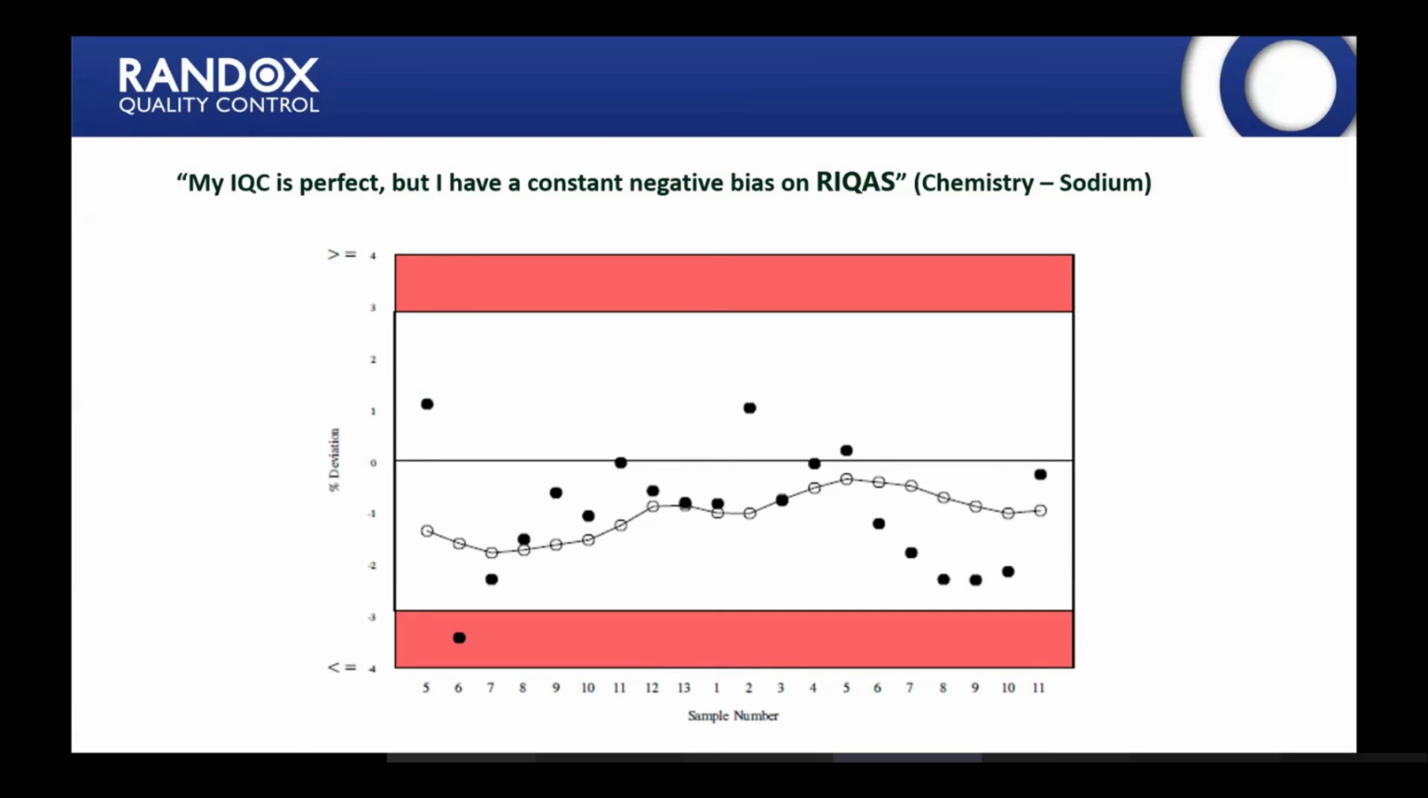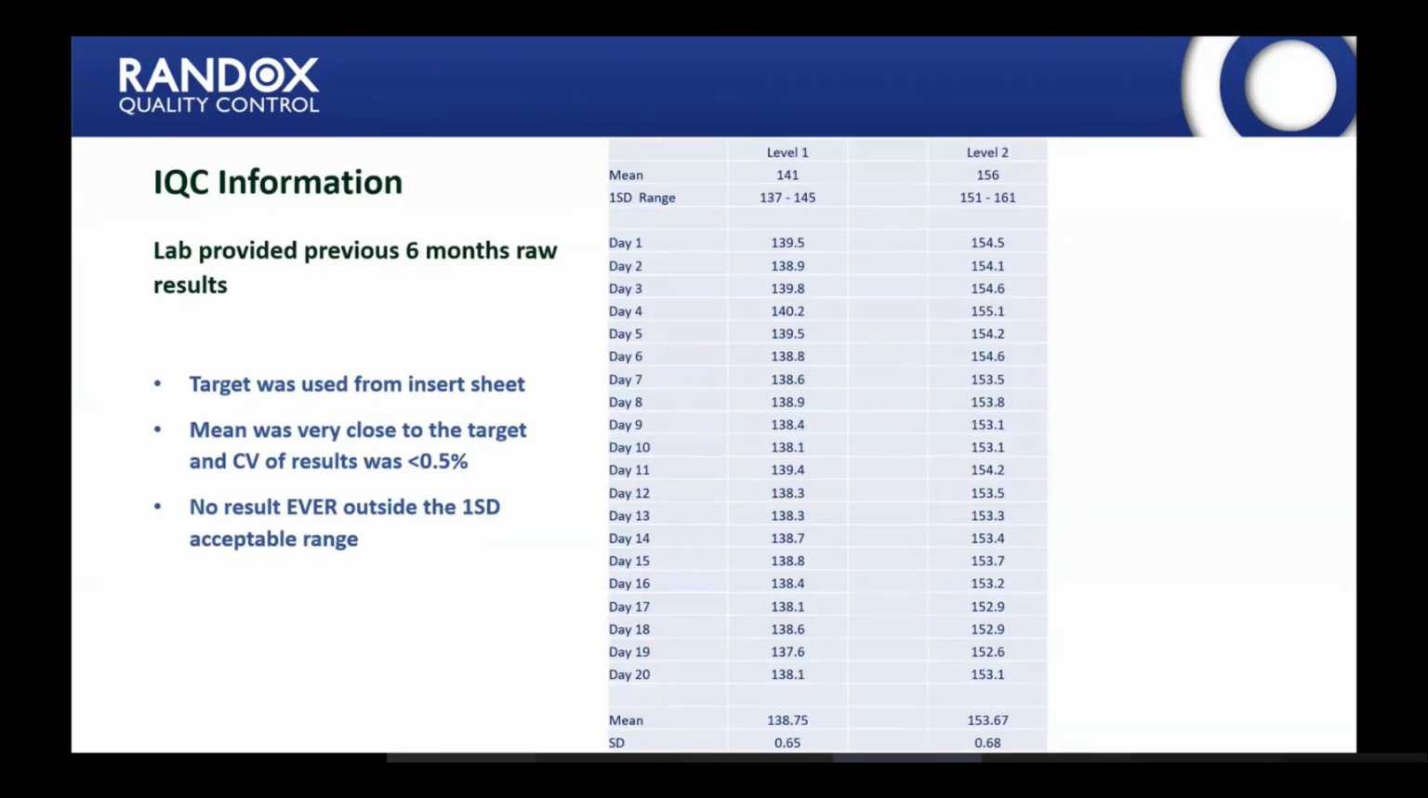Okay, this is an example. I've used it before, but it's a perfect example for this sort of situation, where this lab came to us and said, my internal QC is perfect, but I have a constant negative bias on RIQAS. And certainly looking at it, they do have a negative bias on the EQA report. Whenever we asked for their internal QC, they were using a target which was used from the internal sheet, so it was a fixed target.